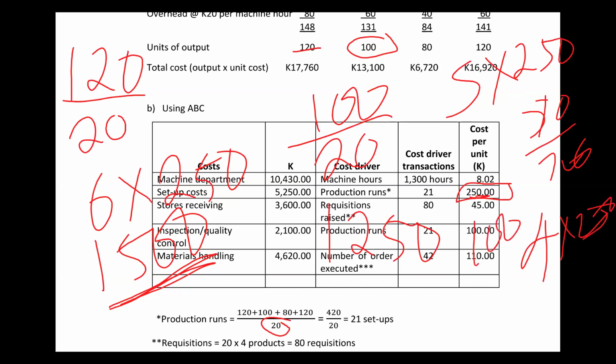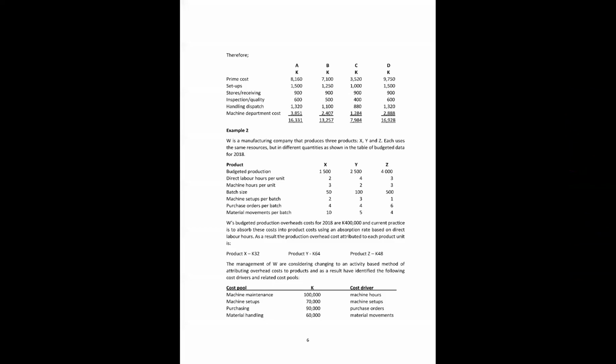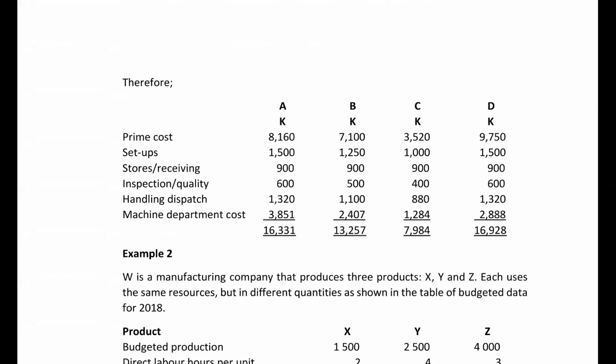So basically, you continue to do the same even for the last one, the D one. You say 120 divided by 20, giving you 6, times 250. It will give you this 1,500. That's how they were finding this cost for stores. Okay, the cost for stores. Here is the cost for stores.